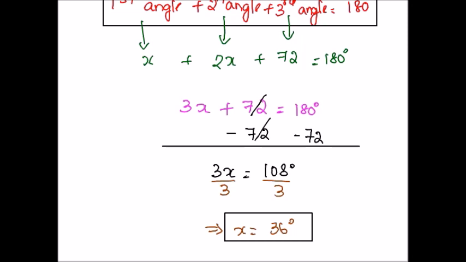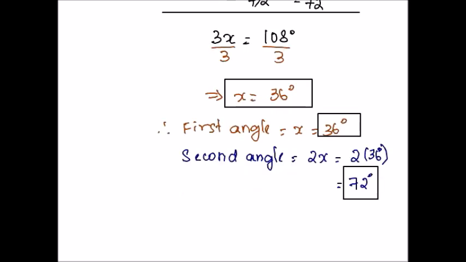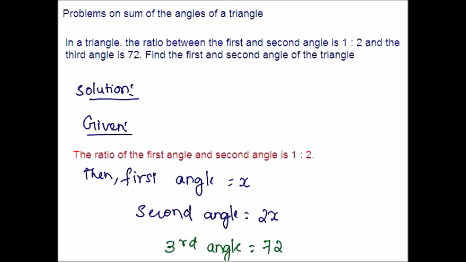So we have got the first angle. First unknown angle is 36 degrees. Now let us back substitute x in the second angle 2x. Just replace x by 36. That's it for this example. Hope you are clear with this example. Let us move on to the next example.